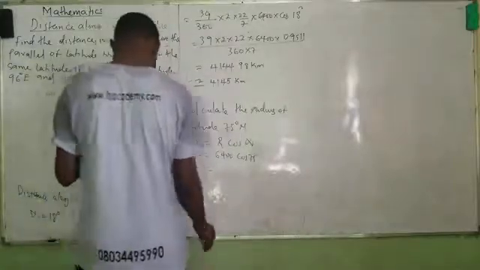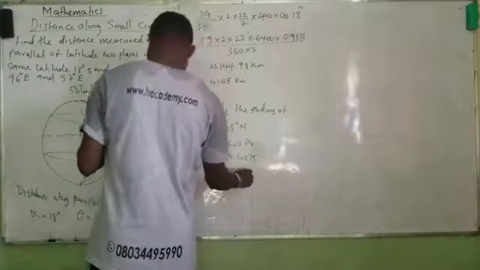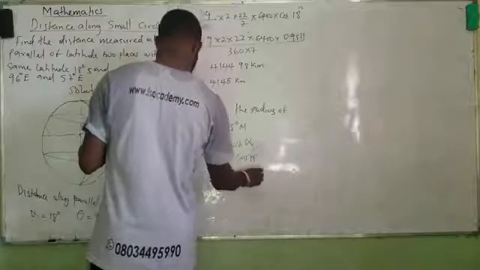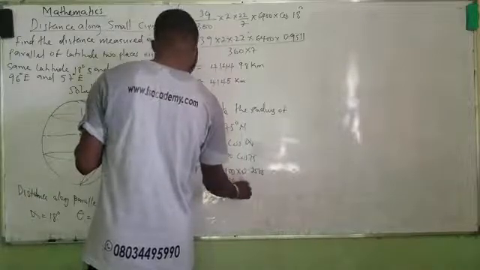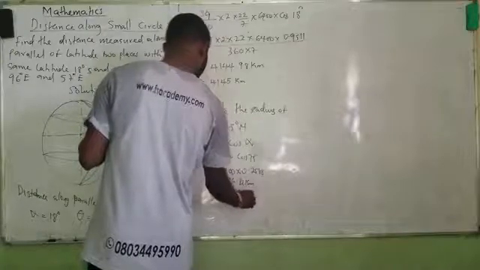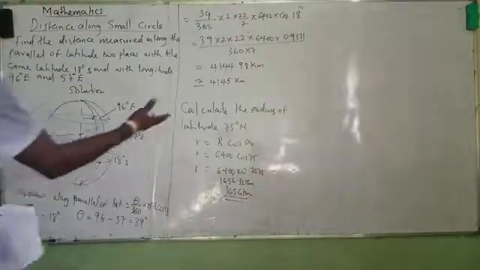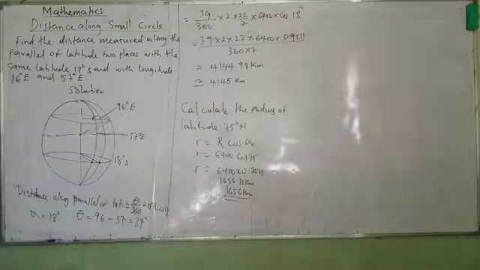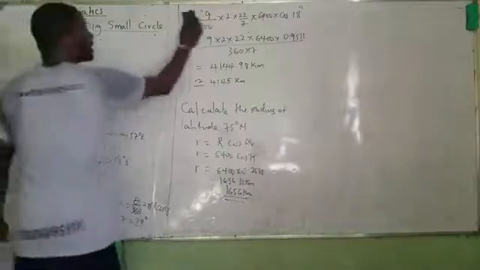By so doing that, I will be having 6,400 multiplied by cos 75 will be 0.2588, which I'll be having 1,656 kilometers. Now that's what I'm going to be having. Now I'm just trying to show this can come in form of objective. Take note of that. Now before I move on to the next part of the video, let me try to show another example for better illustration.